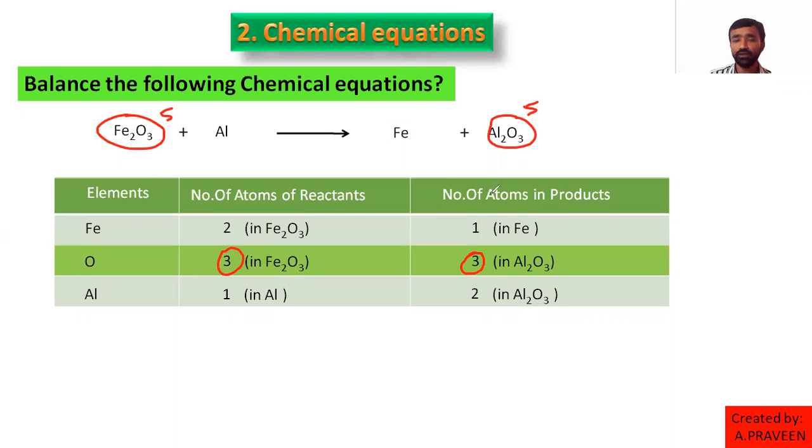Then we'll go for the second largest numbered atom, that is iron or aluminum. So here 2 and 1. So 1 into 2, the problem will be solved. So I wrote 2 as coefficient before iron on the product side. And the same way I can put a coefficient before iron. Here 2 as coefficient before aluminum.